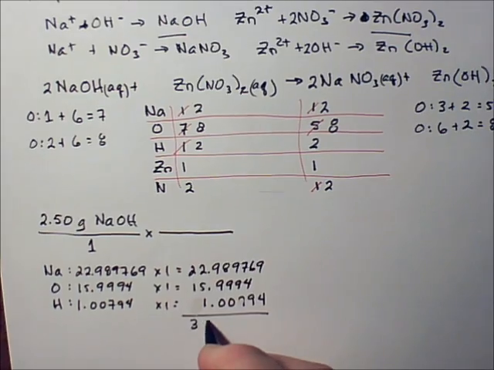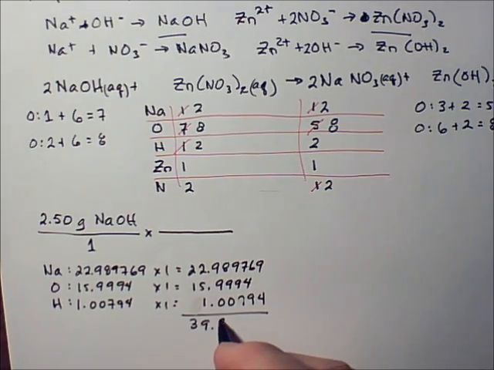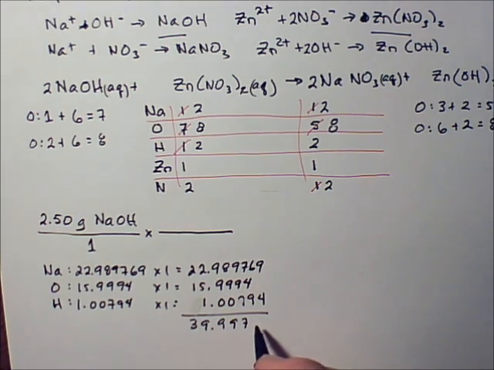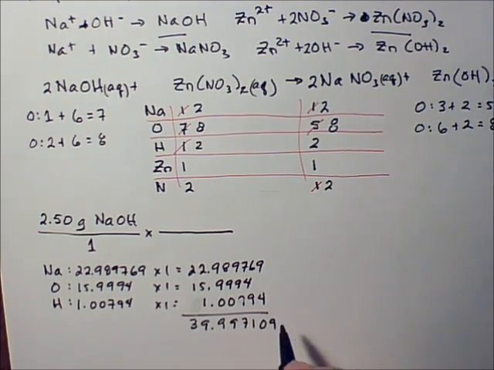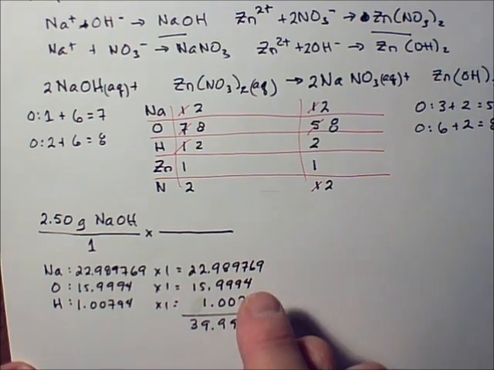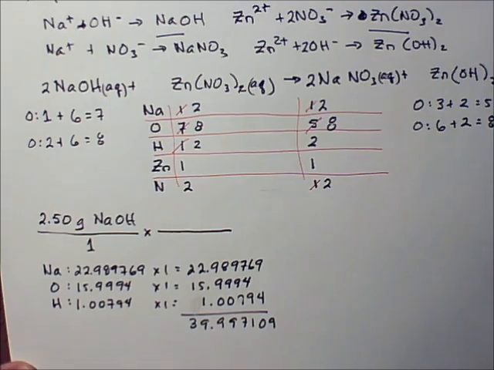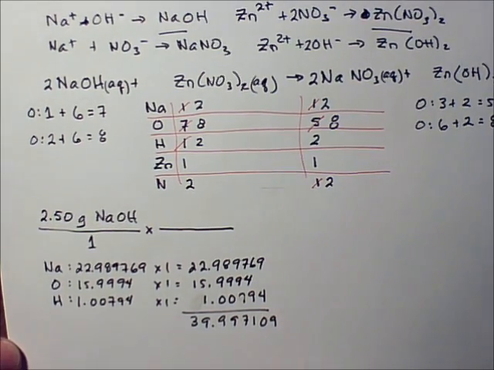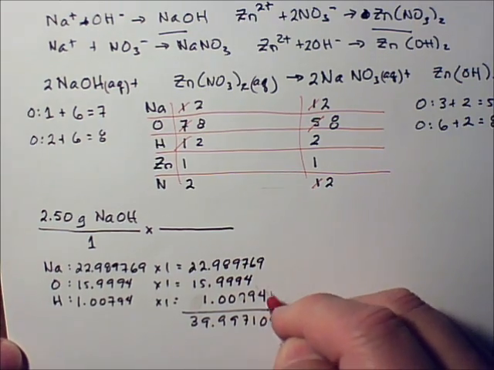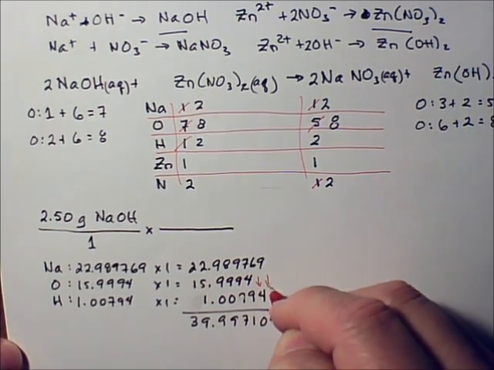So I got 39.997109. I didn't line up my digits very well. I should have done that. I'm kind of used to doing this, so I got a little sloppy here on you. I apologize, but you should line up your digits really neatly so that you can see where the empty slots are. If you do so, you'll find you have 2 empty slots over here.